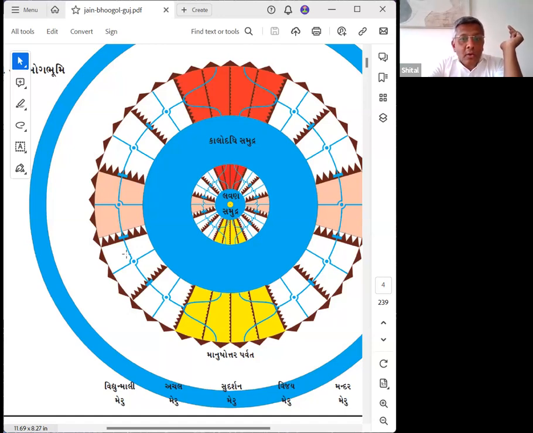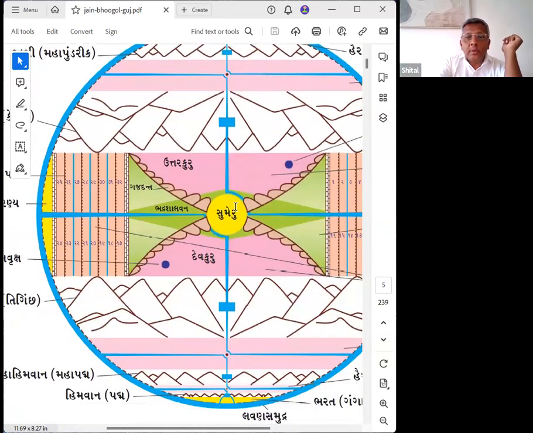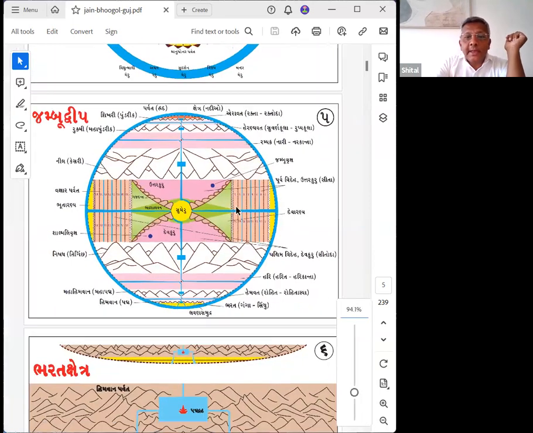So that's how the 2.5 islands where humans live are formed. They are very, very similar, and they have their own Kulachal Parvats. We've seen that, right? So if I take you now to Jambudweep, this is Jambudweep. I'll make that a bit smaller.